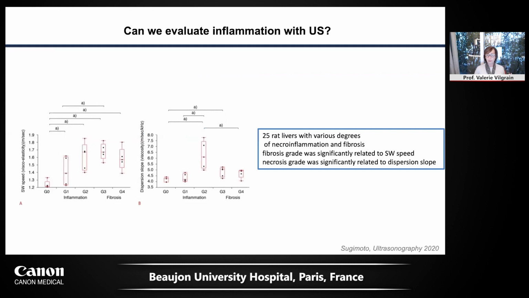We should congratulate Dr. Sugimoto and colleagues for their very nice work. The first one is an experimental work in rat livers with various degrees of necroinflammation and fibrosis. And as you can see here, fibrosis grade was significantly related to shear wave elastography. We know that, it has been proved already, while necrosis grade was significantly related to the dispersion slope. So very interesting, but an experimental work.